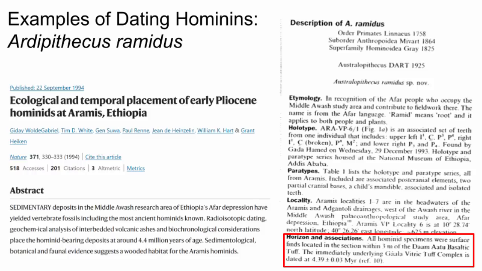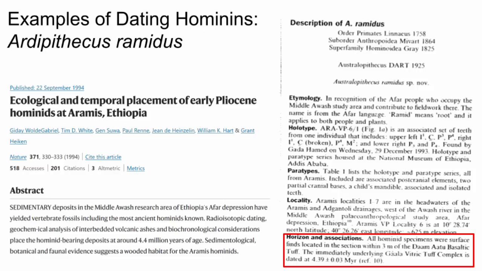And this over to the right is the report of the holotype. So when it was very first discovered and reported on by Tim White, you get the horizon and associations down here in red, which says all hominid specimens were surface finds located in the section within 3 meters of the Daam A2 basaltic tuff. The immediately underlying Gaala vitric tuff complex is at 4.39 plus or minus 0.03 million years ago.